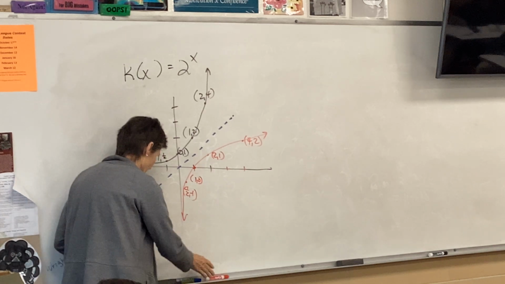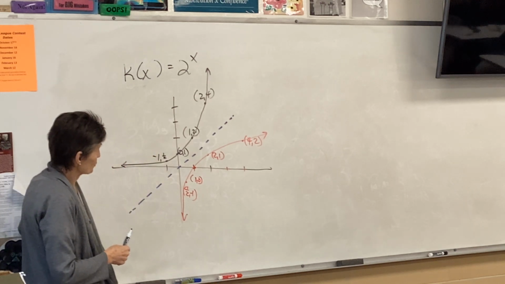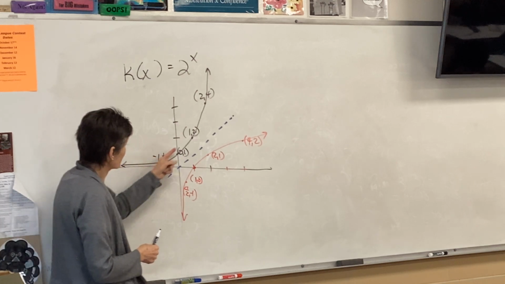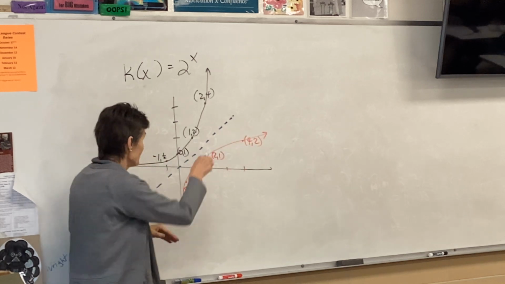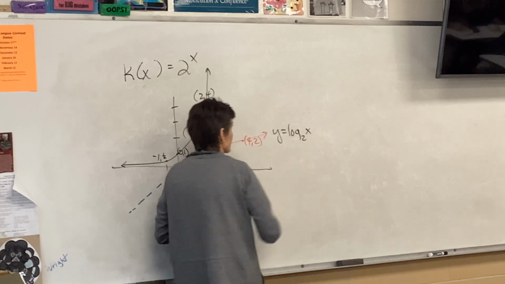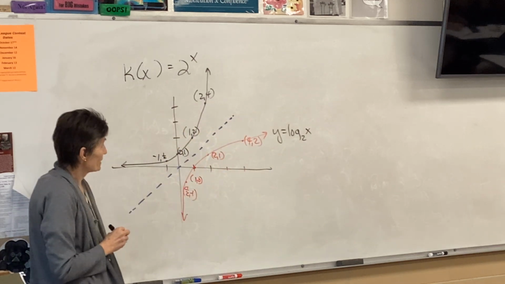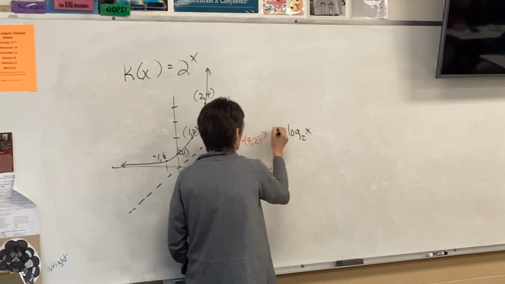Okay. I got my red picture. Is that what yours looks like? So this is your exponential curve, and this is your logarithmic curve. This is the equation of y equals log base 2 of x. That is the inverse of the exponential. So I guess I'll write the inverse.